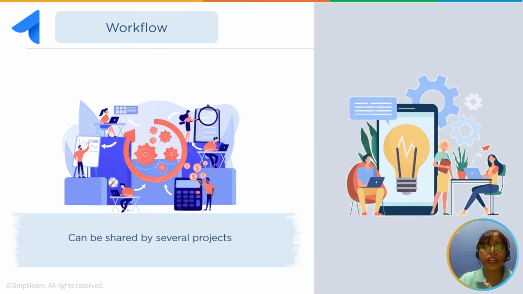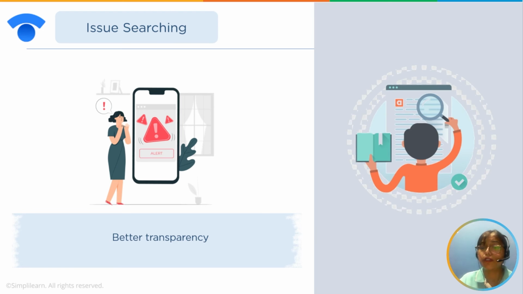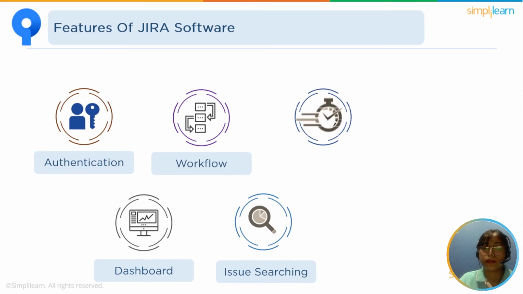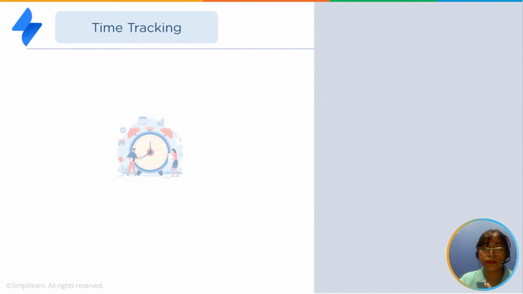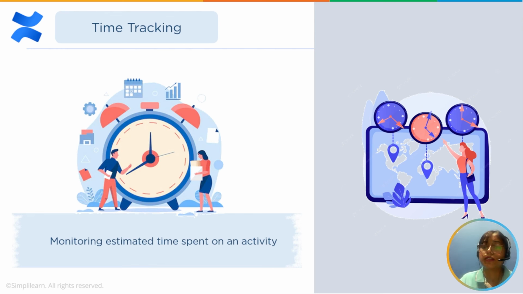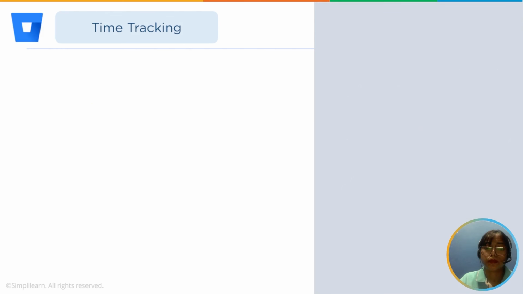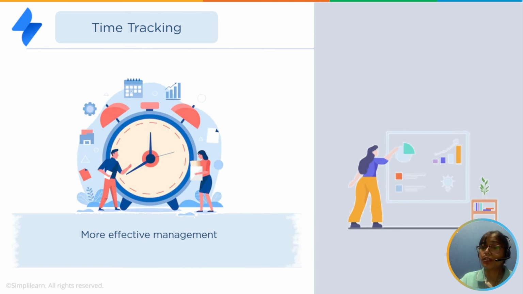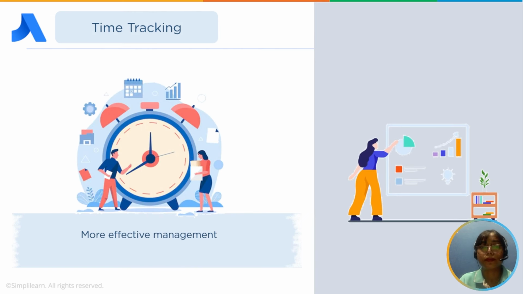The next one is issue searching. This will allow you to find an issue in which you are interested. It gives better transparency so that everyone can see what is being done and the progress that is being made. The next one is time tracking. This feature allows for the input and monitoring of actual and estimated time spent on an activity. It will allow more effective management of resources and many more.